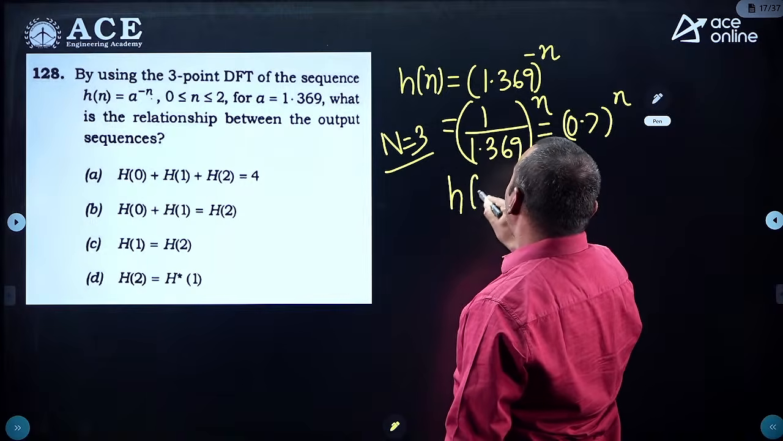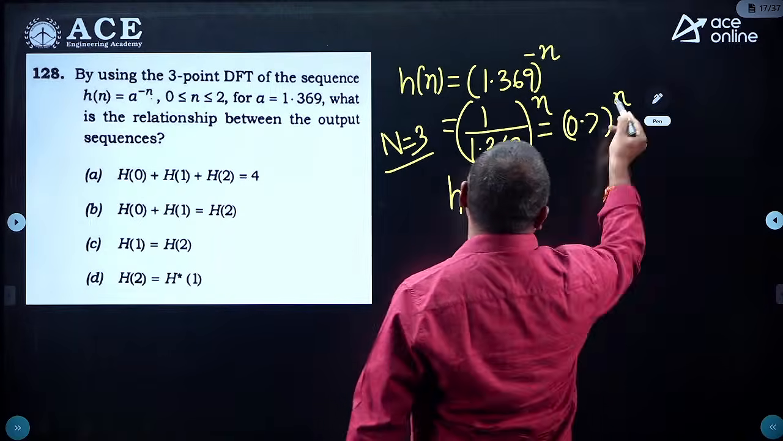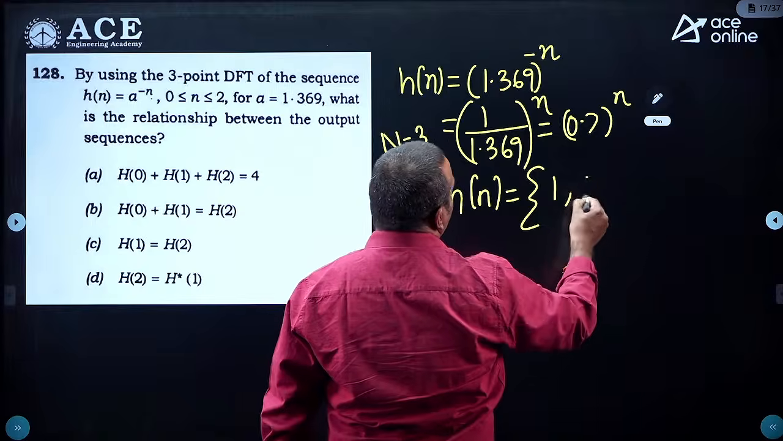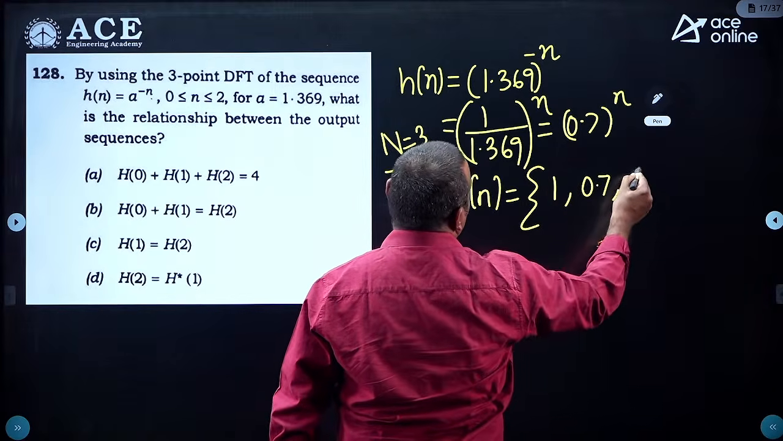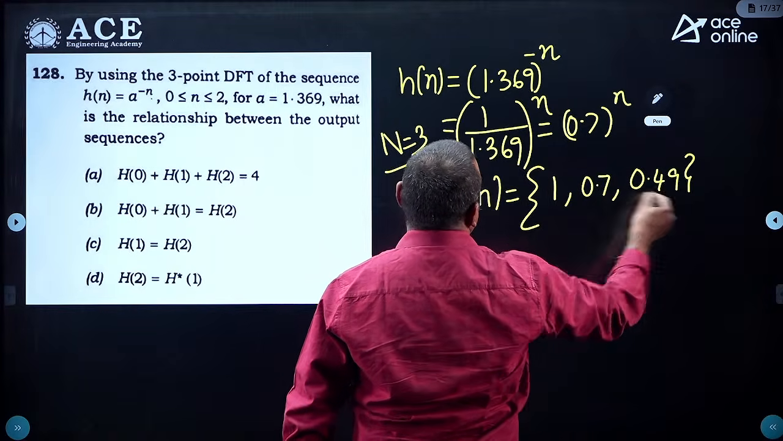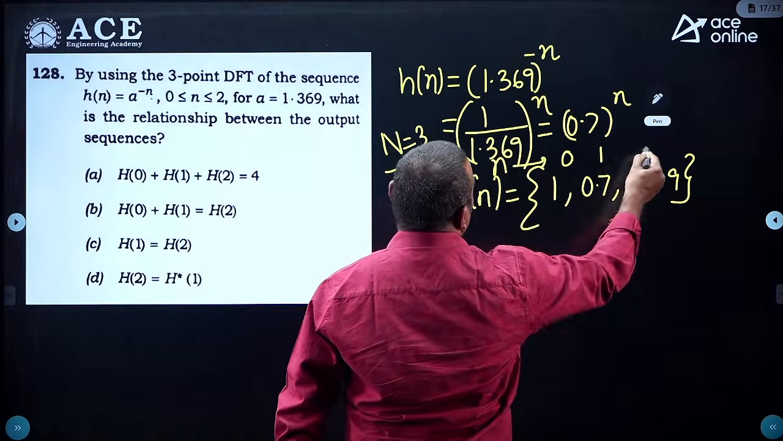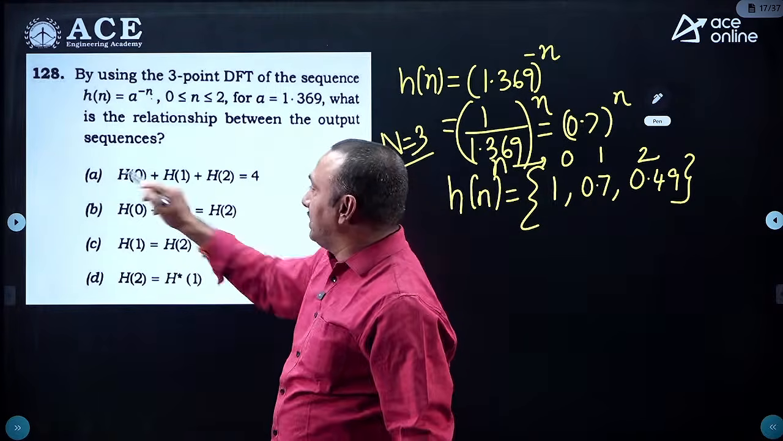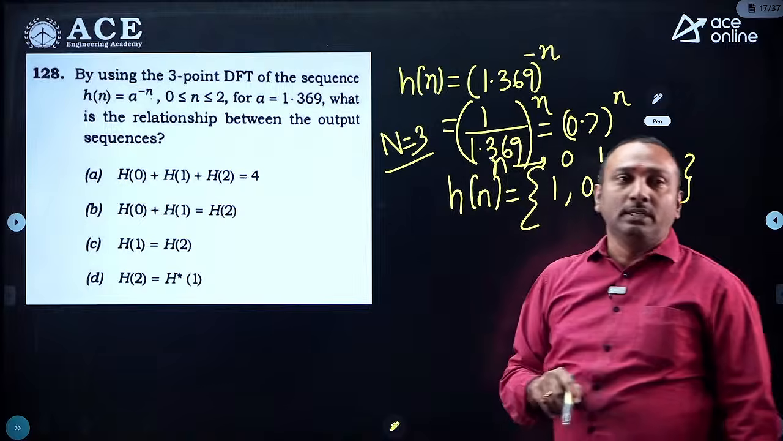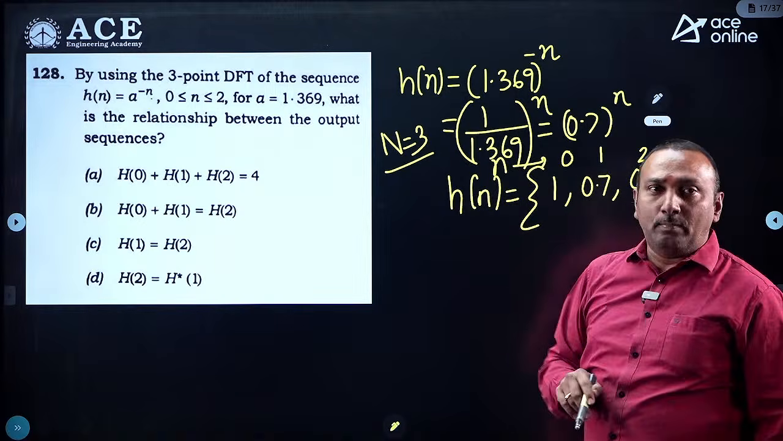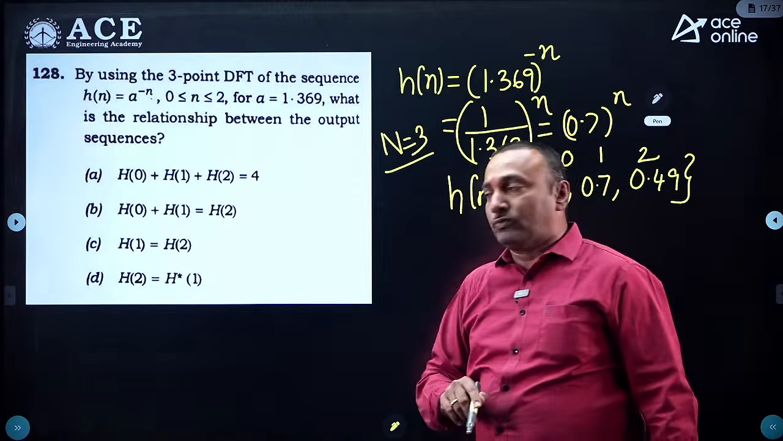Okay. So, the samples are, by substituting the index value n as 0, 1, next is 0.7 whole power 1, and 0.7 whole square is 0.49. So, these are the actual values for index 0, 1, 2. What is the first option given? He is saying H0 plus H1 plus H2 is 4. By adding the sample values of the spectrum, he is saying the result is 4.